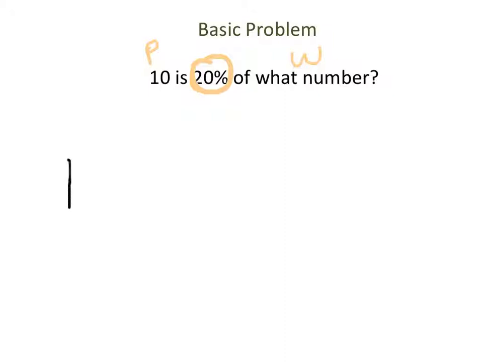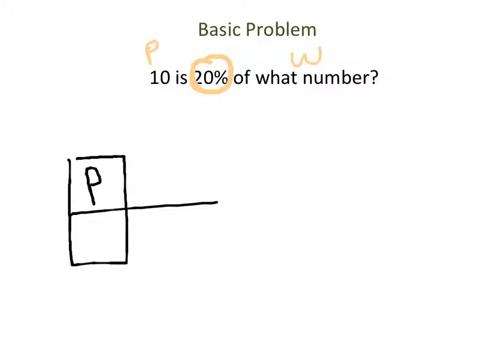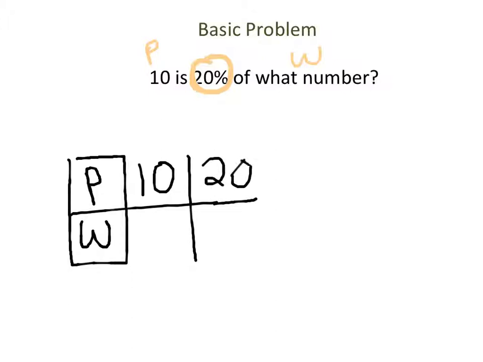To solve this, I'm going to use my friend, the ratio table. I start with a ratio box, and percents are always a part to whole relationship. And I know that 10 goes with the P on top because 10 is the part, and I don't know what the whole on the bottom is. And 20% means 20 out of 100.